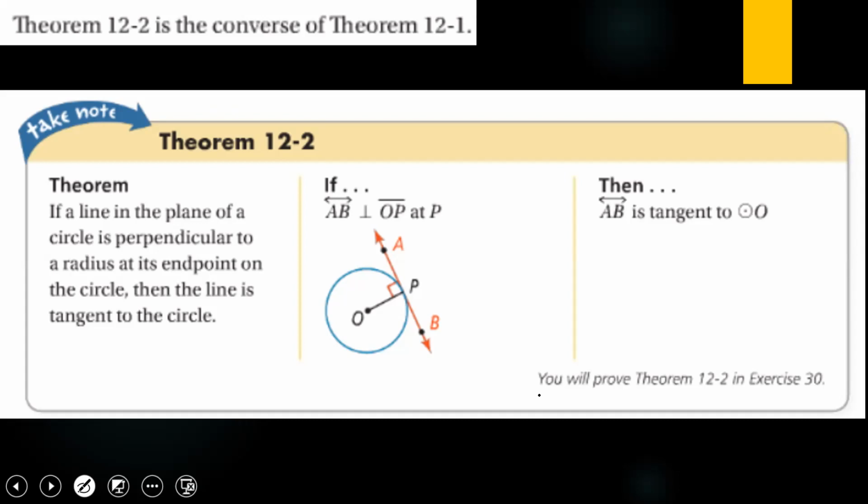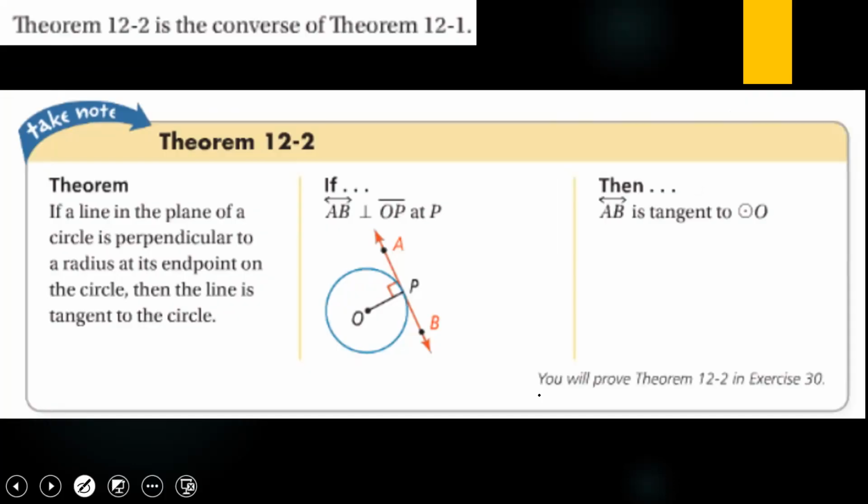The first one, theorem 12.1, we said that if there's a tangent line that is perpendicular to a radius, the angle will be 90 degrees. Here, if there's a line that intersects a circle at point P and is perpendicular to a radius, this line is a tangent line. So let's now use this theorem to solve this type of question.